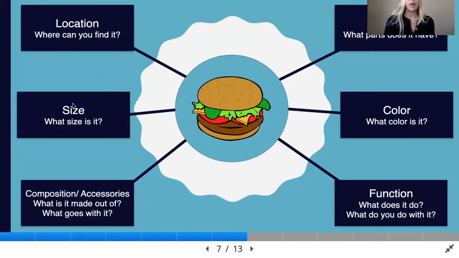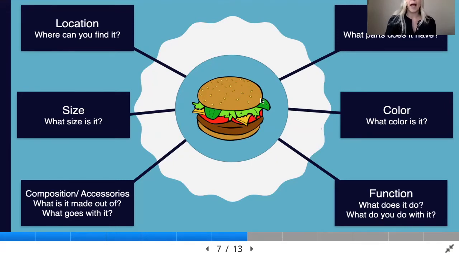All right, so next we're gonna go down here to size. What size is it? You're right, a cheeseburger is small. Okay, next we're gonna talk about what is it made out of? Or what are the different parts? We can kind of put these two together. What is a cheeseburger made out of?